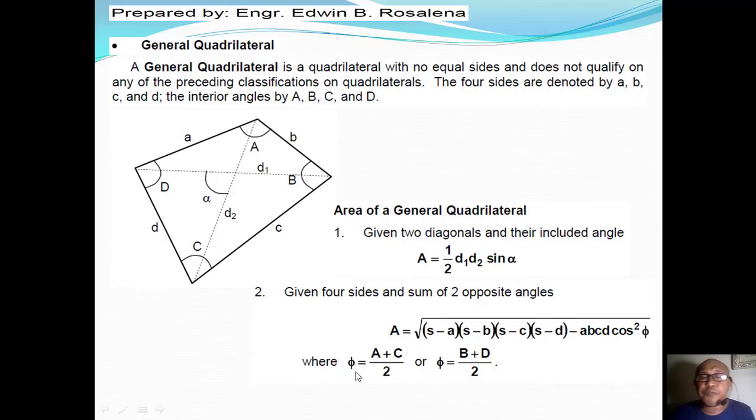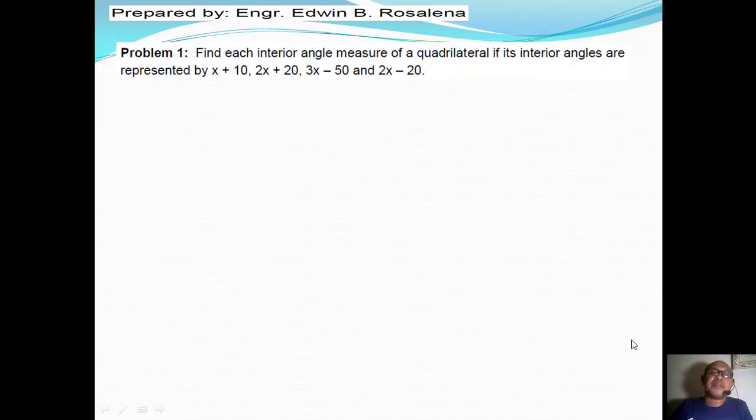So, we can solve for the angle phi. And the angle phi is half of the sum of the opposite angles. Then the area of the quadrilateral can be solved using this. Okay? So, we have that formula. Okay? So, sample problem we have here.